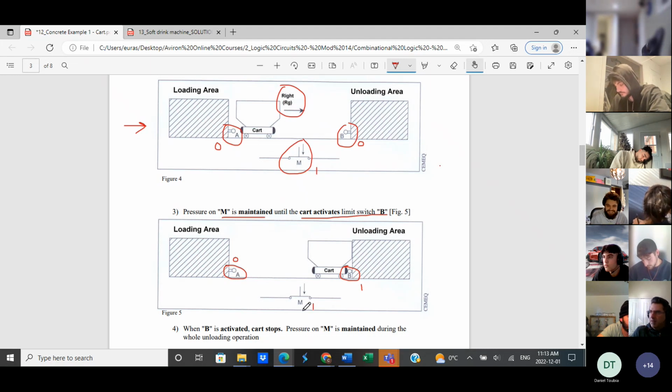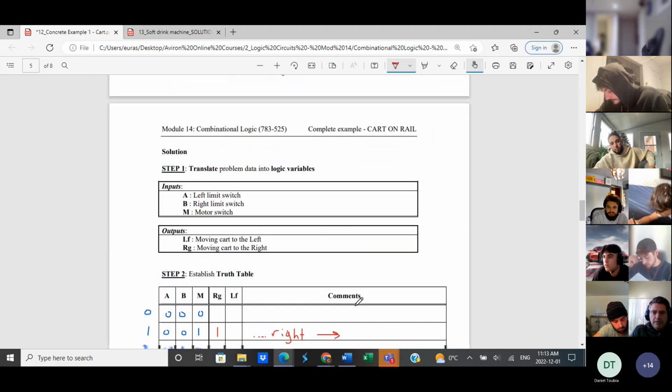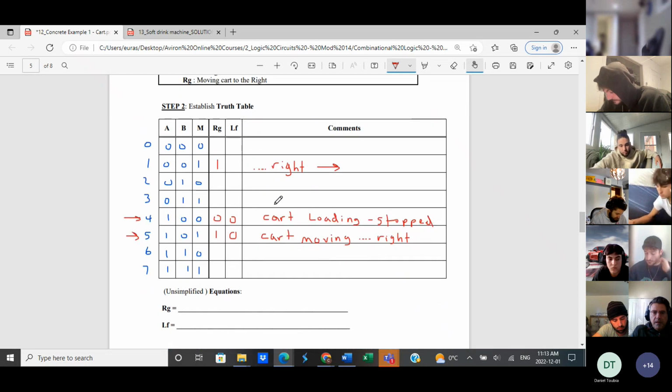So at 0, 1, 1, is the cart going right or left? Neither. It's maintaining its movement. Neither. It has to get unloaded now, so it's got to be stopped. So 0, 1, 1. It's not going right. It's not going left. It's basically in the unloading position.